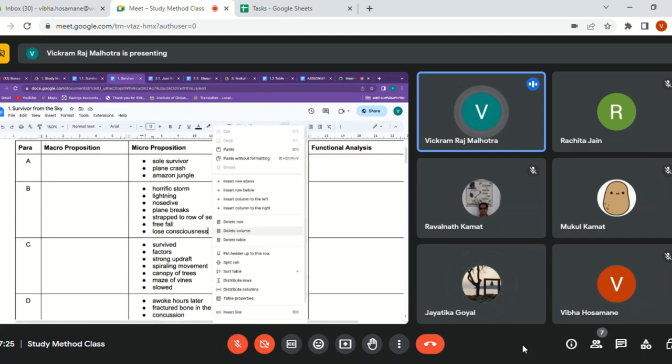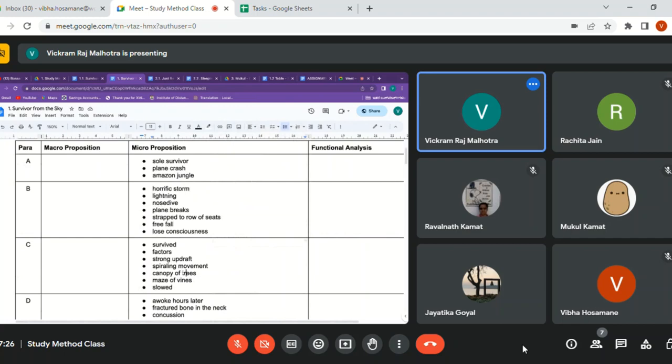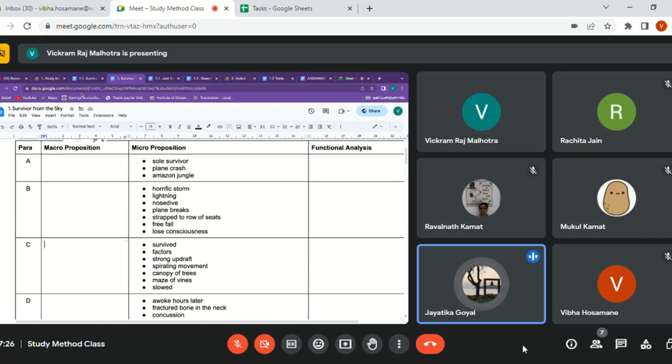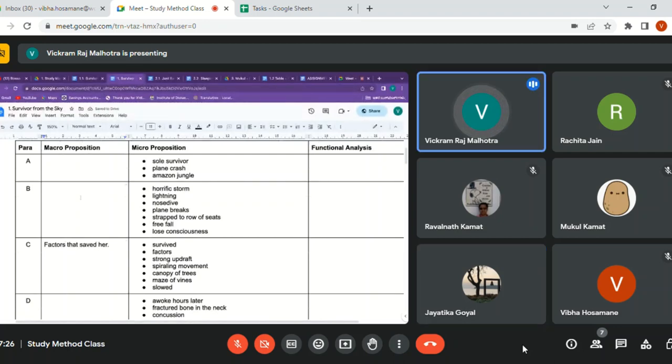Now you have, just look at the three paragraphs. Tell me what paragraph C is about. Paragraph C is about the factors that saved her. What is paragraph B about? Anya, can you tell me? Yashasvi, can you tell me?